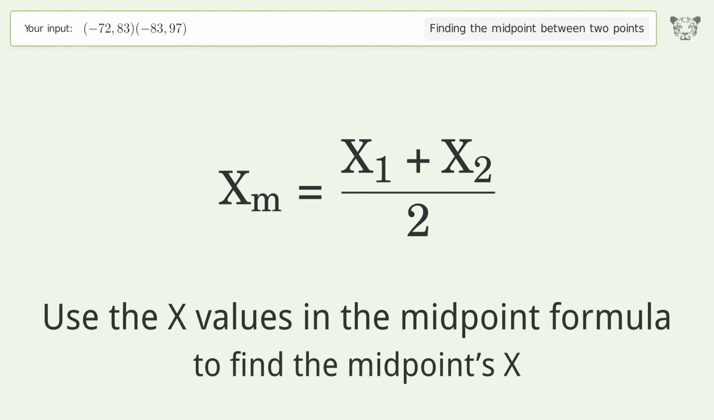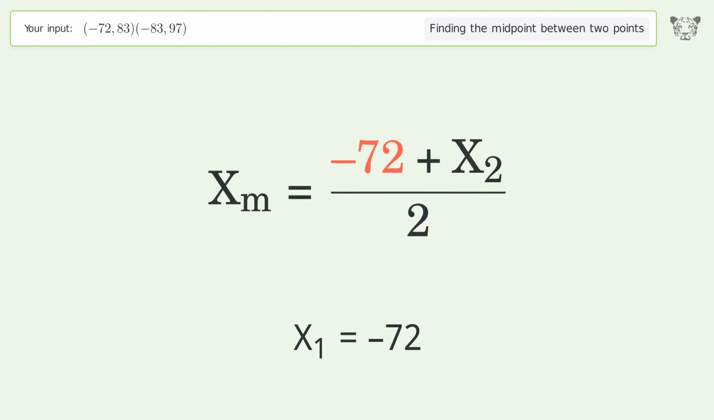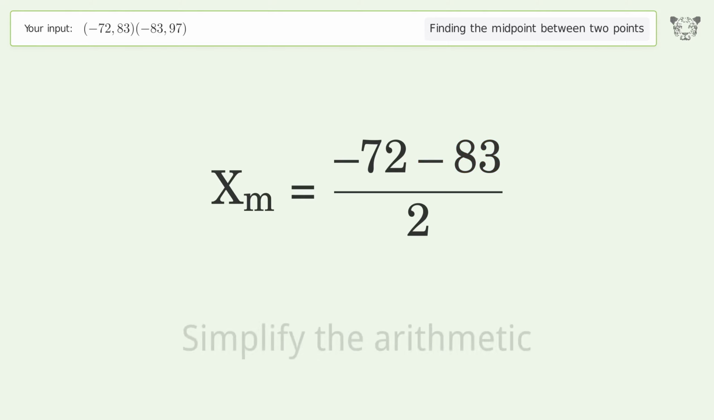Use the x values in the midpoint formula to find the midpoint's x. x1 equals negative 72. x2 equals negative 83. Simplify the arithmetic.